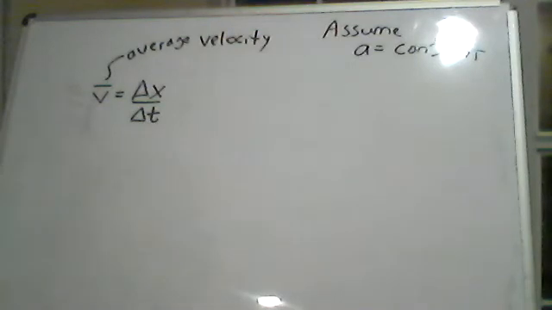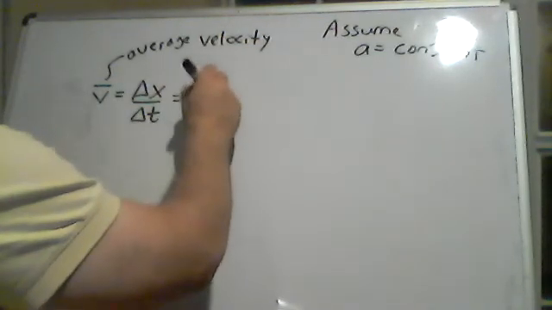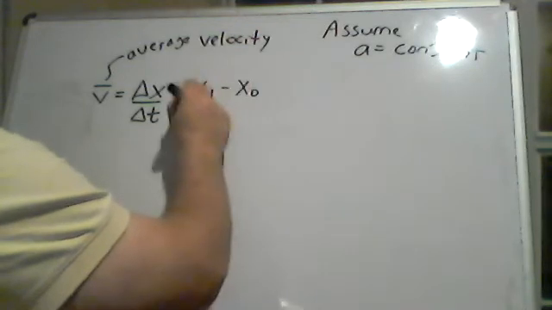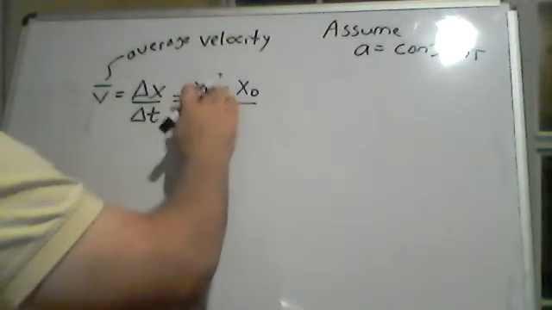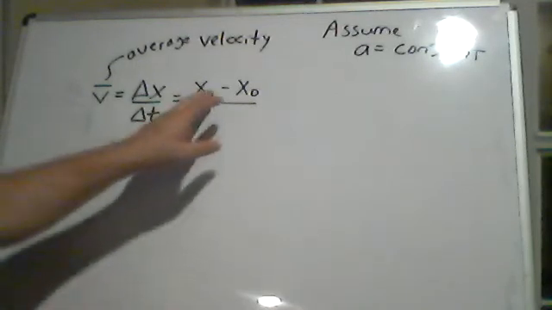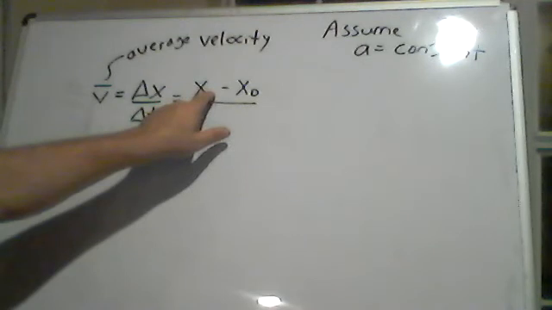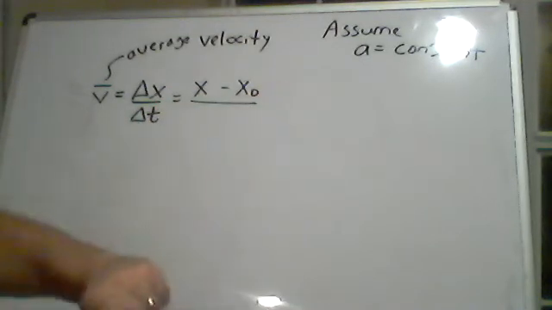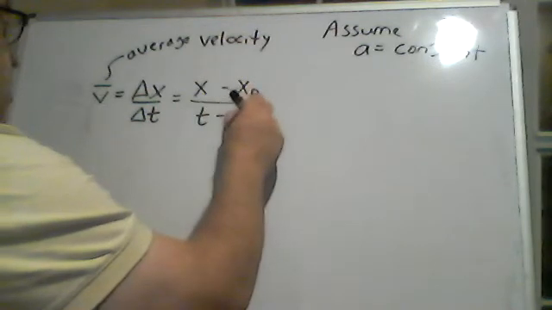Remember, with an average, we don't have to discuss an overbar. So what does this mean? Well, this means that we're going to talk about x1 minus x0 over t1 minus t0. We'll say the final x is just x, the initial x we'll call x naught. And the t right now we'll call t0.